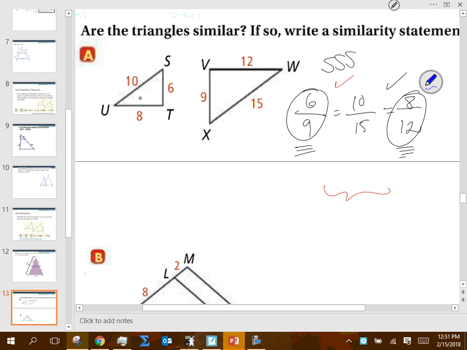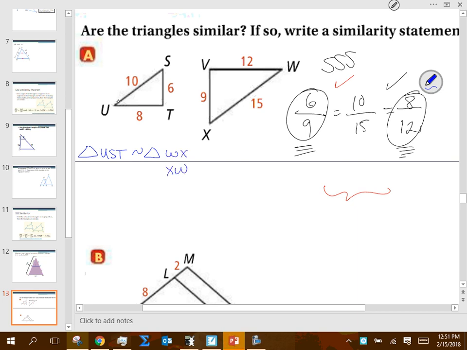Okay, if I want to name these two triangles, let's say I name triangle UST similar to triangle... Okay, so now I went from U to S. I went down the longest side, right? What's the longest side over here? That's 15. It's WX, right? Do I call it WX or do I call it XW though?